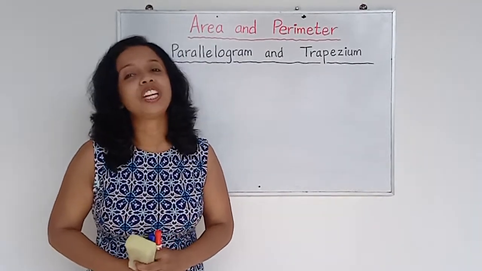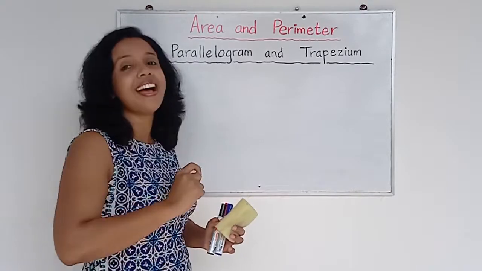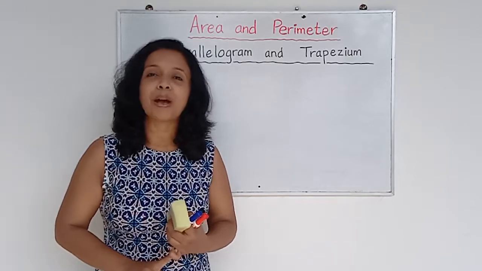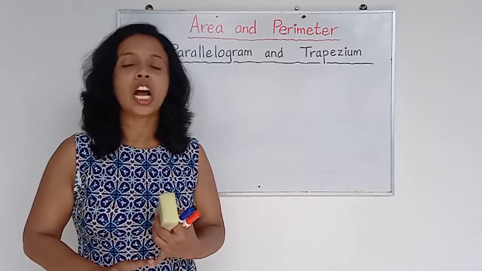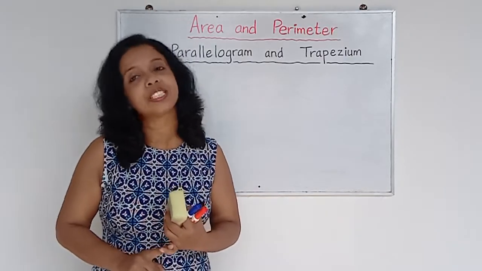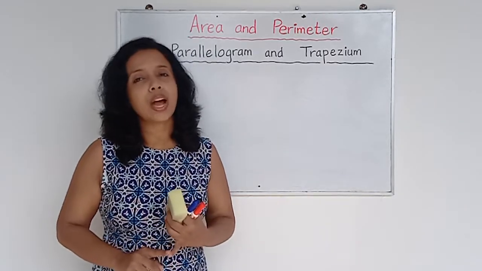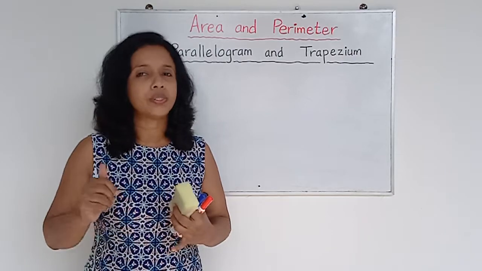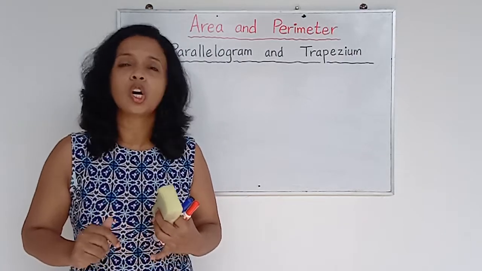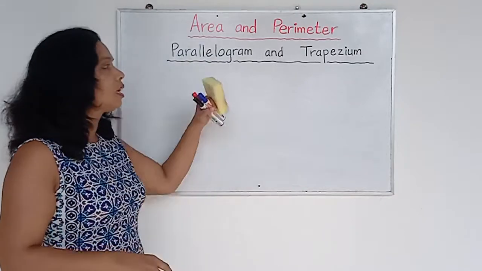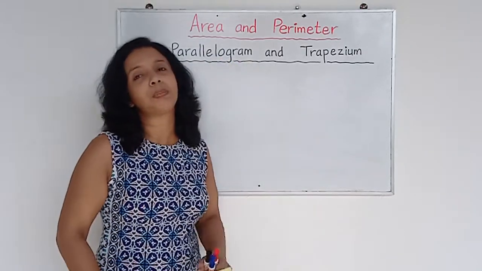This is our third video with the lesson Area and Perimeter. In video number 1, we discussed how to find the area of a rectangle and a square. In video number 2, we discussed how to find the area and perimeter of triangles. In this video, today I am going to talk about parallelograms and trapeziums.